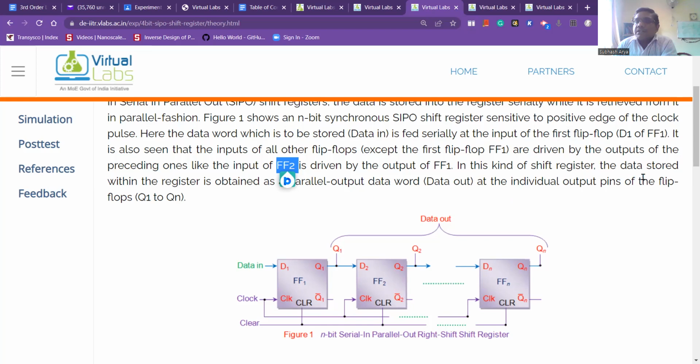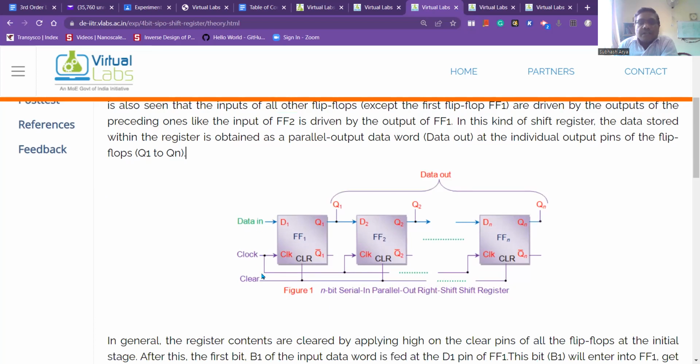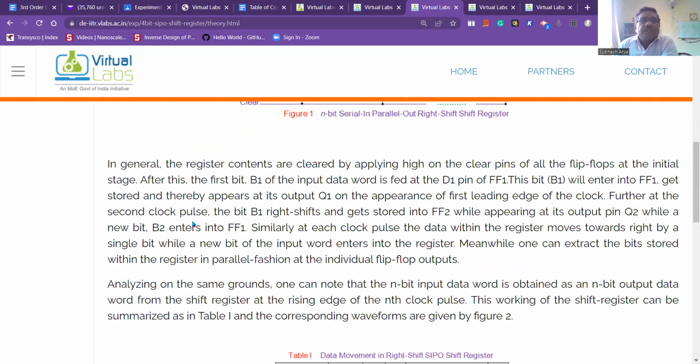In this kind of shift register, the data stored within the register is obtained as a parallel output data word. We can take the output parallelly, like Q1, Q2, Qn. So data output is mentioned here, and data input is shown in green color. A common clock is given to all flip-flops, and a clear pin is given in order to reset. In general, the register contents are cleared by applying high on the clear pin of the flip-flops at the initial stage. After this, the first bit B1 of the input data word is fed at the D1.